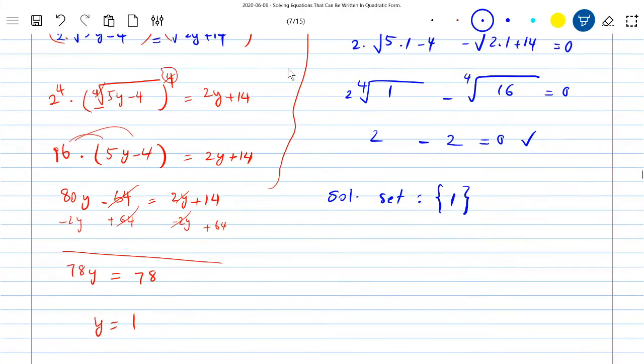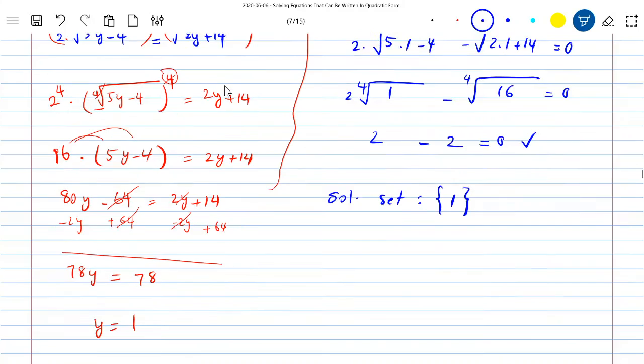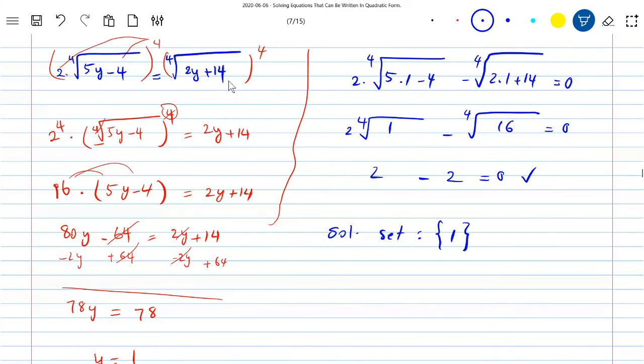Okay, I hope it makes sense, and every other example is very similar to these. Okay, I'm going to stop here.